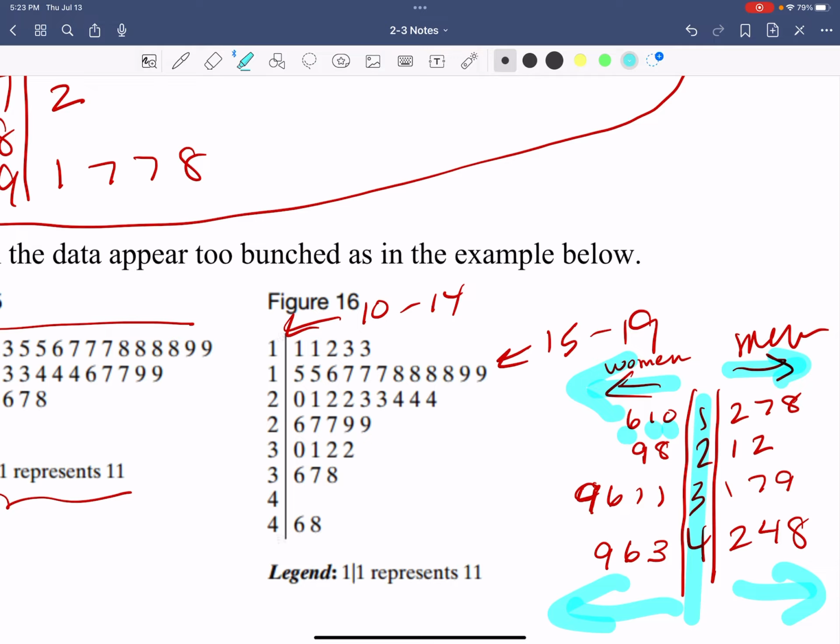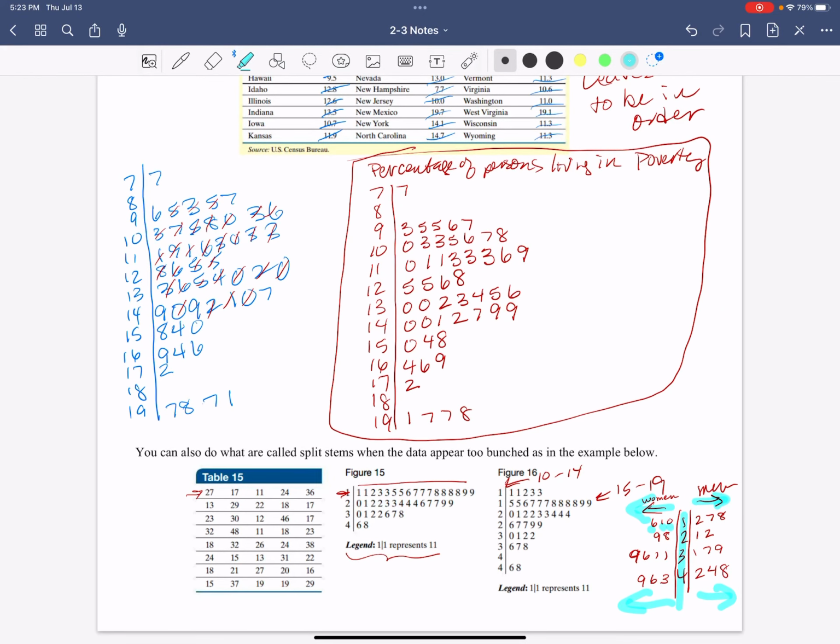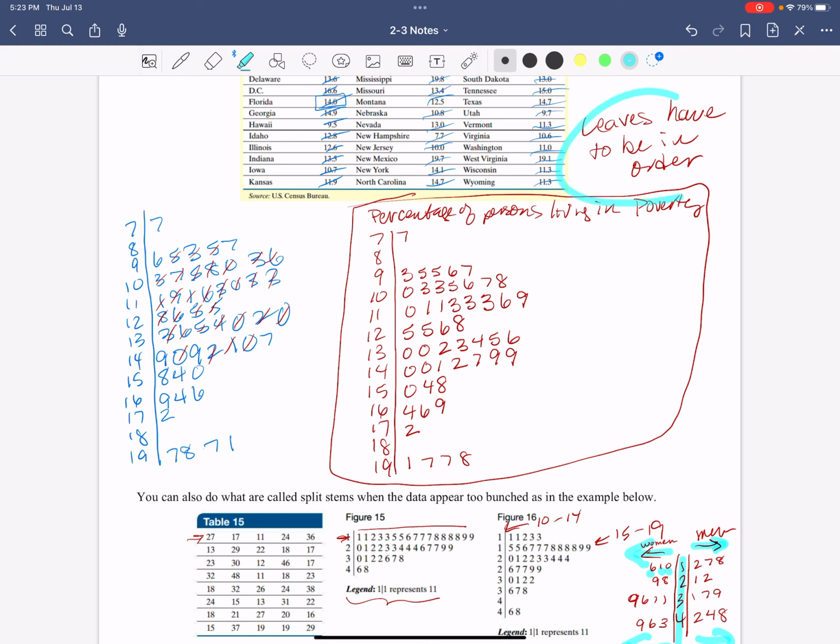All right. And you can do 2 sets of data. Sometimes you do that because you want to compare them. There wasn't an example in the book like that, but I just want you to be aware of that kind of situation. So lots of different ways in order to show the stem and leaf. No matter what, all your leaves have to be in order. That's a key to the stem and leaf.